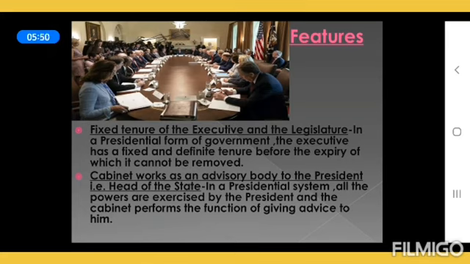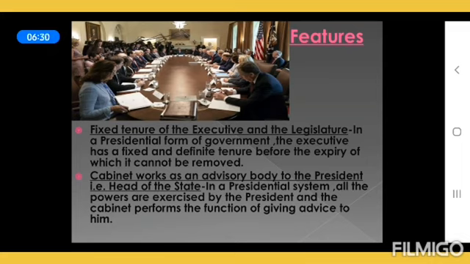Each member of the presidential cabinet has the responsibility to carry out the administration of the state in accordance with the policies, decisions, and directions of the president. So the president is the real master of his cabinet. In the parliamentary form of government, who is the real master of the cabinet? The prime minister, who fixes the agenda of the cabinet meetings. But here in the presidential form of government, the president is the real master of his cabinet.